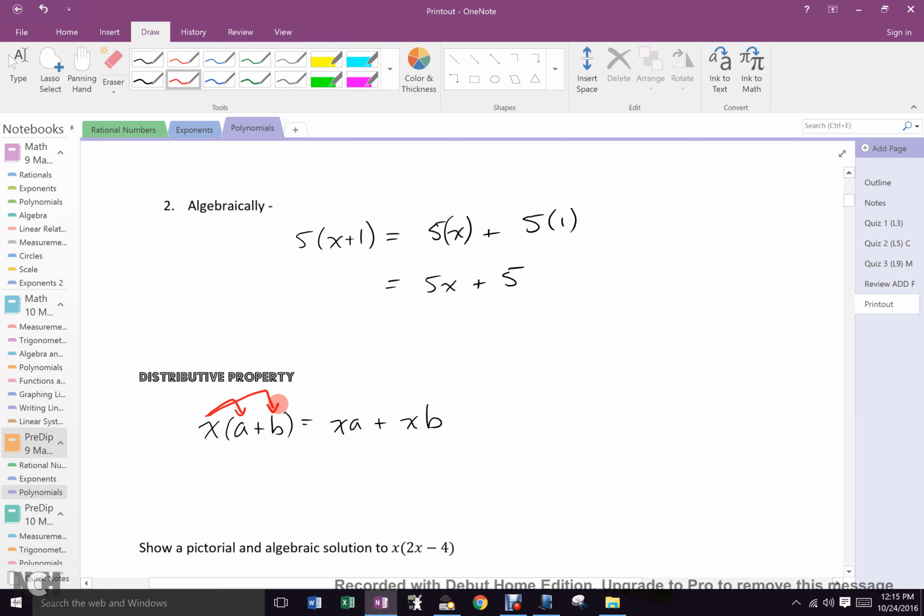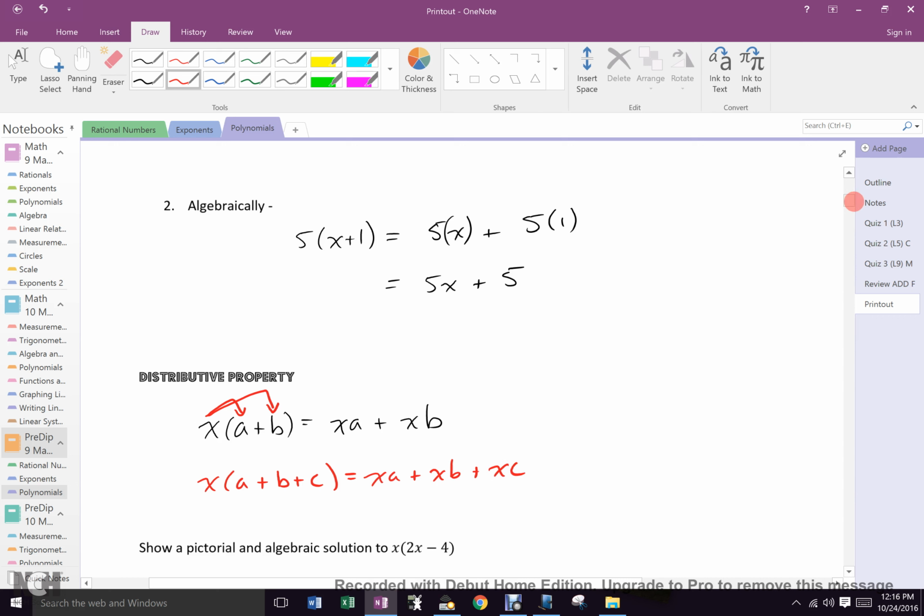Is a monomial times a binomial the only time you would be multiplying? The only kind of multiplying you would do? Of course not. What if it was this? What would it be? x times a plus x times b plus x times c. Right?